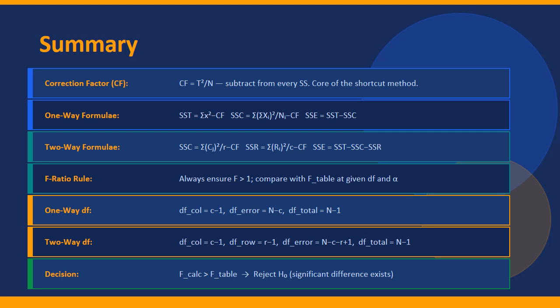And also, we should remember the decision rule. That is, if F calculated is greater than the F table value, then we reject the null hypothesis. And if F calculated is less than or equal to the F table value, then we accept the null hypothesis. So with this, we come to the end of this session on ANOVA.